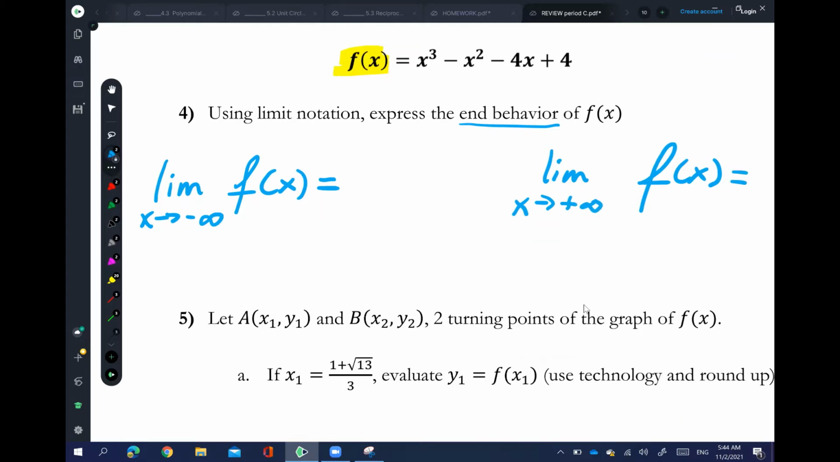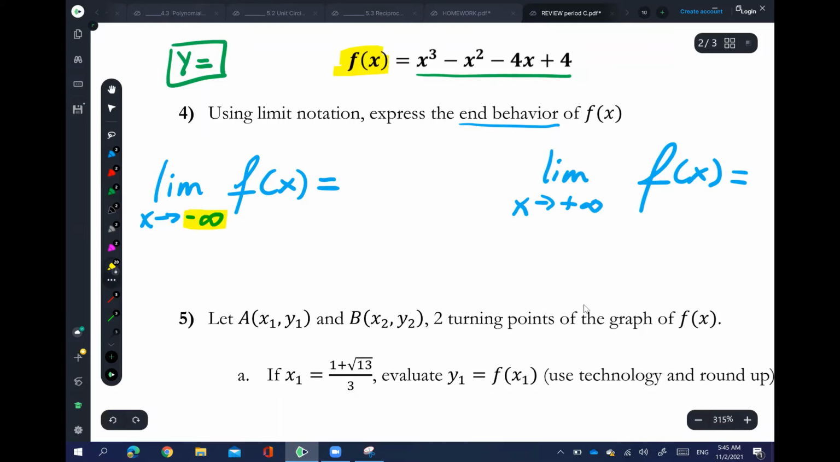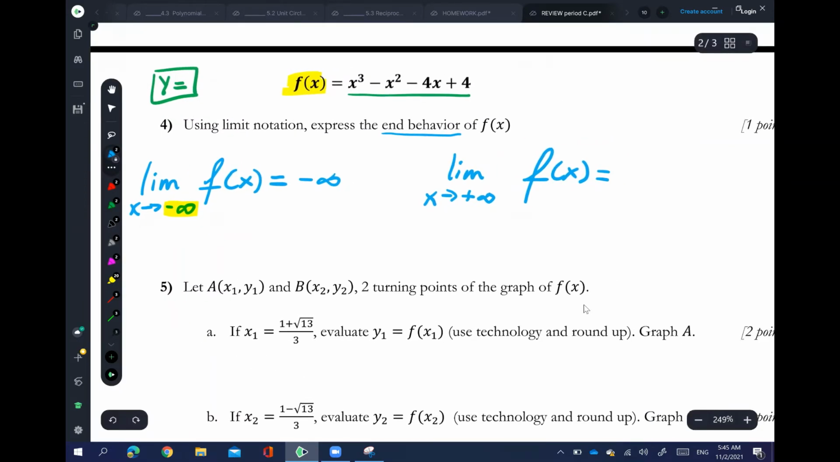So you can very well, using the y equals button, enter the formula for f of x, graph it on your graphing calculator, and see if it goes up or down. To the left, when x goes to negative infinity, in that case it is going to be going down, and to the right, that is when x approaches positive infinity, in that case it is going to go up, so towards positive infinity.